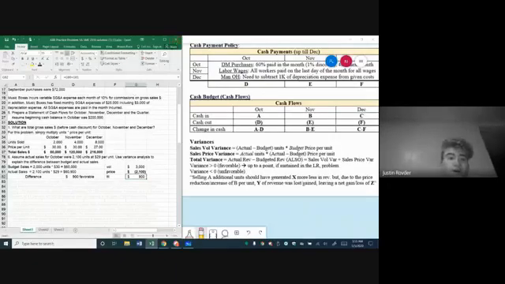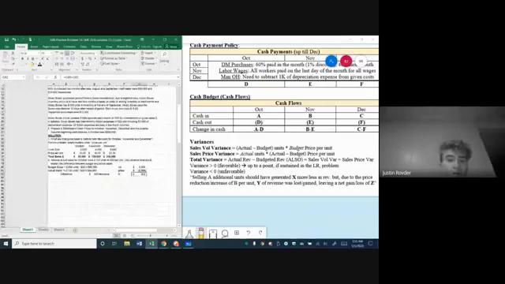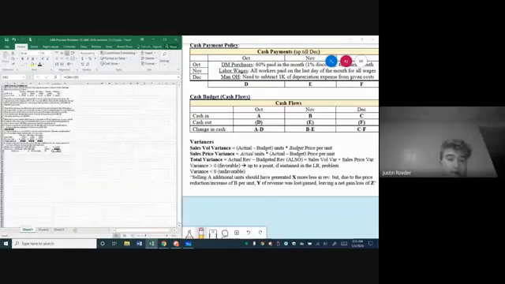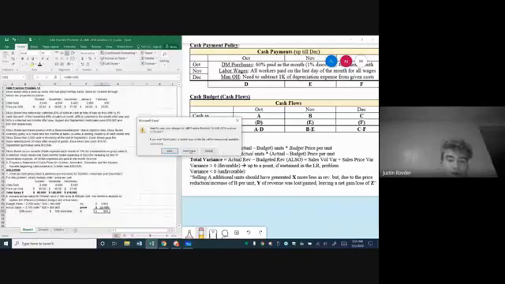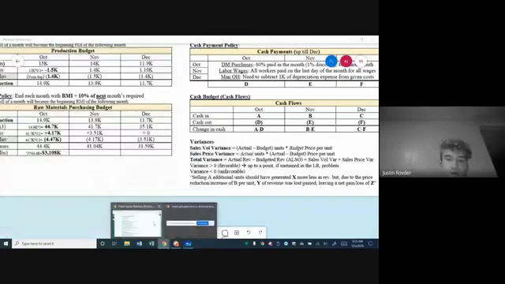So that is really all there is to budgeting. I'm going to finish this, and then we can work on the balanced scorecard.